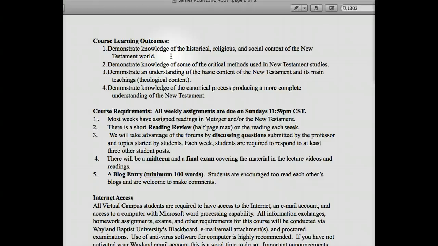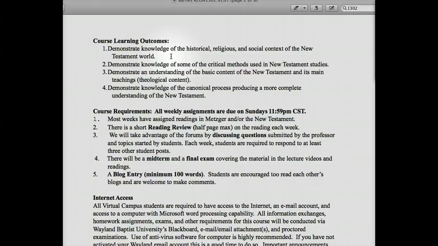And then demonstrate knowledge of some of the critical methods used in New Testament studies. Now, I'm not going to tell you, this is textual criticism. You need to know how textual criticism is done. And you need to know the history behind it, and you got to have the methodology and the philosophy down. And then you got to have the social context criticism.